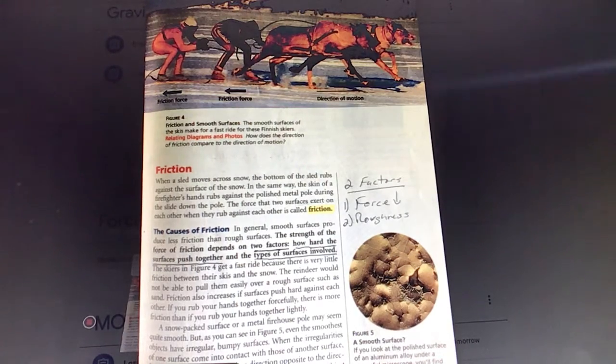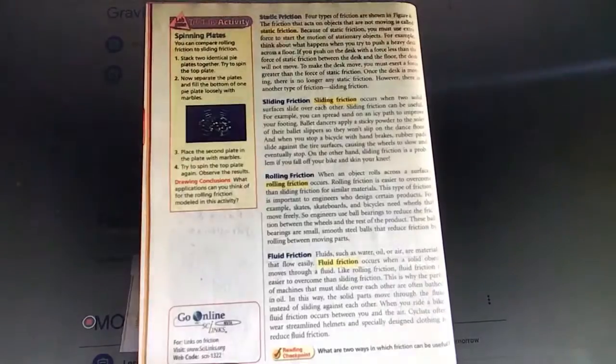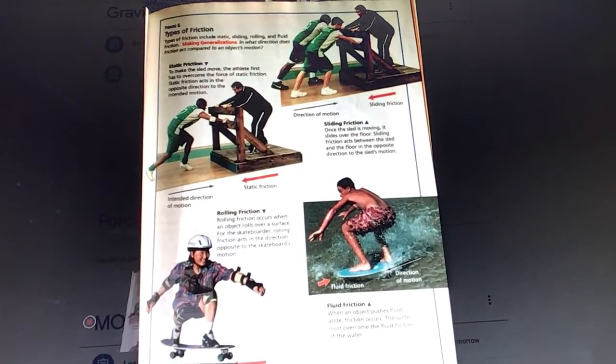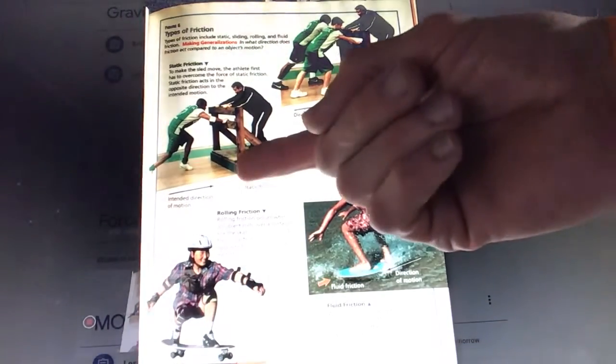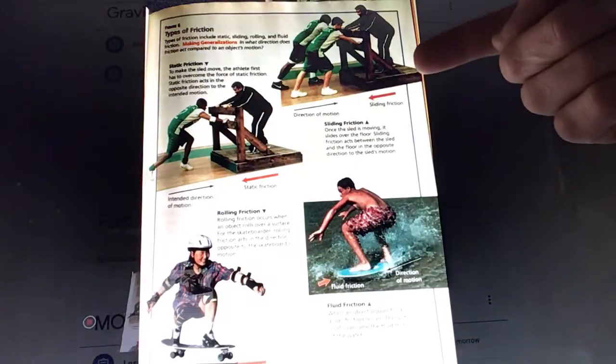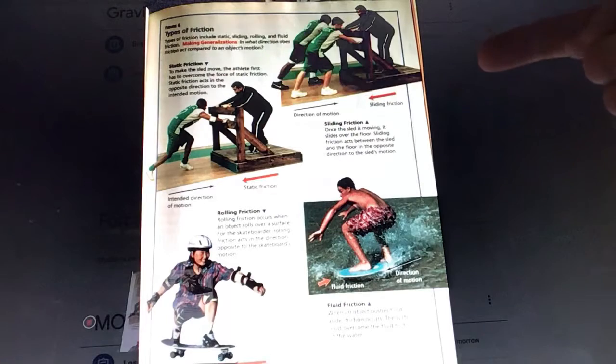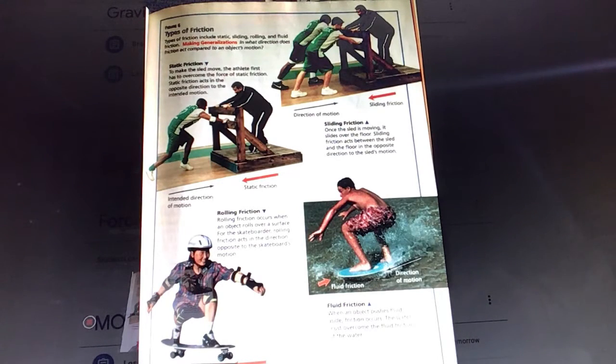Okay, so your book is already using some of these. And then on this page, you've got people, and it shows the direction of force going this way. Frictional force is working against the direction of the motion. So you've got applied force going that way, frictional force going this way. You've got friction in the water.